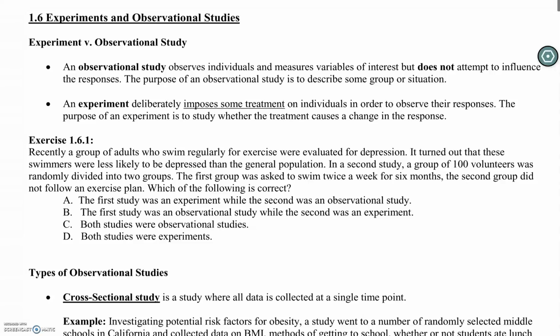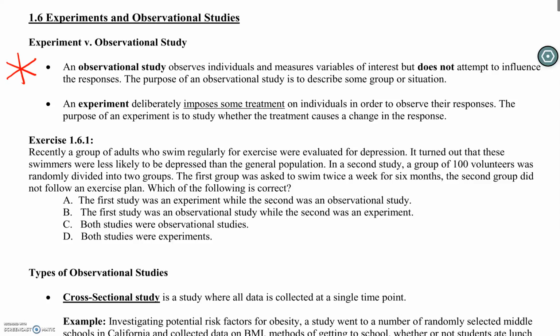Okay, final video for part one, hopefully. We talked about experiments versus observational studies in class. This is another thing, possible test question, identifying whether or not something is an experiment or an observational study. Again, not terribly hard to do.